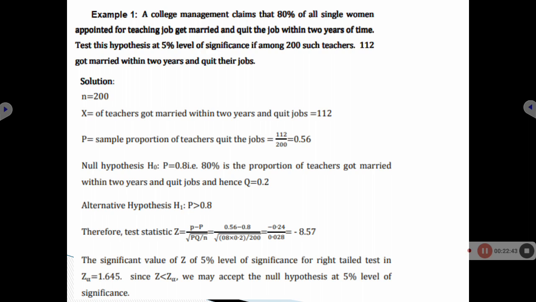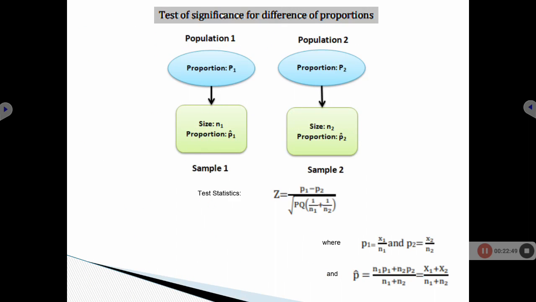So we are going to reject our hypothesis, right? So next one what we are going to see is the difference of proportion.